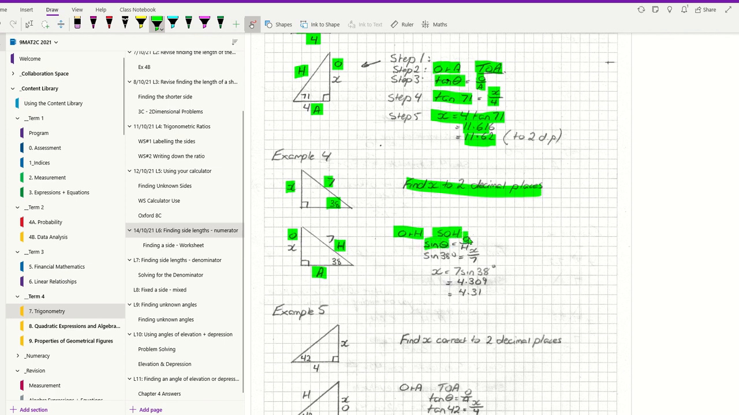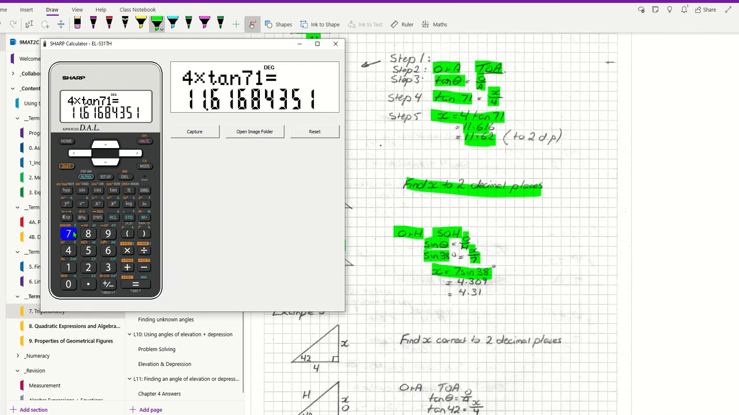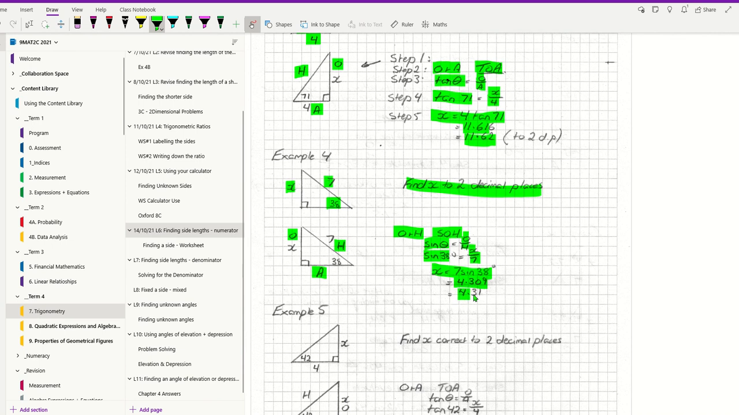Sine theta equals O on H. Substituting numbers in, sine 38 equals X, O is X and H is 7, X on 7. So X equals 7 sine 38. Going to my calculator, I have got, clear, 7 times sine 38 equals 4.309 or 4.31.